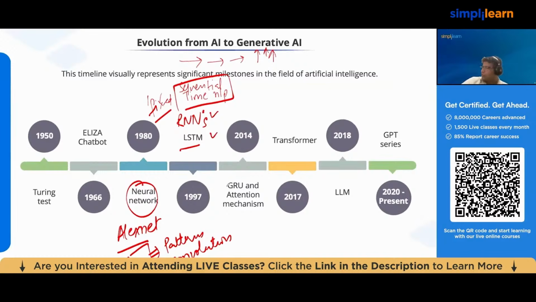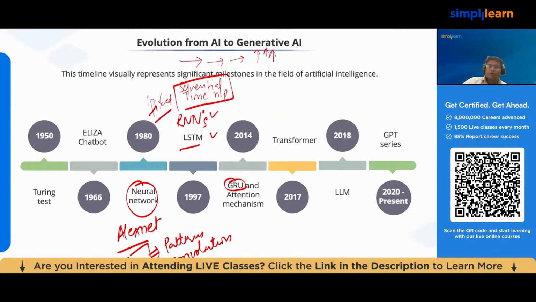GRU was another mechanism, which involved gated mechanisms. That also helped with sequential data. However, there were some challenges of RNNs with gradient descent and optimization, which were taken care of.